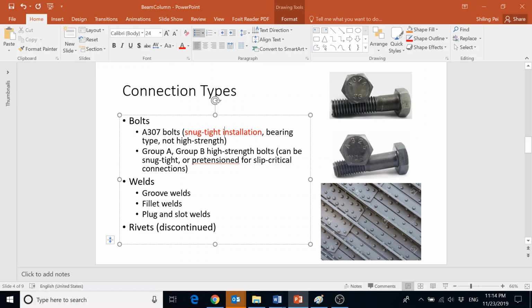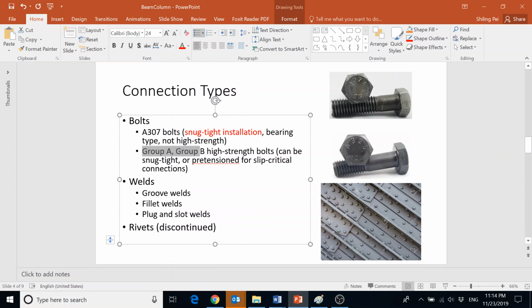The main mechanism of this type of connection, when you are snug tight, to resist shear, is by this bolt itself bearing on the connected part itself. If they're going to fail, it's going to be either a failure of the bolt itself, so you shear this entire thing off, or it will be some bearing failure of the connected metal. If the metal is too thin, then you can have some bearing failure there.